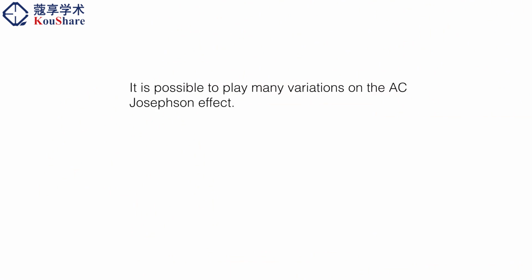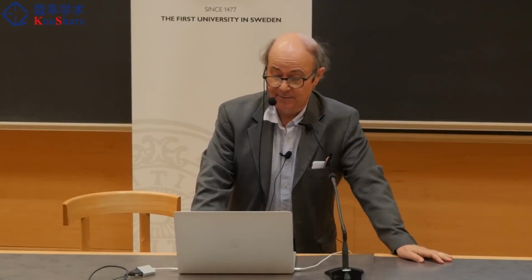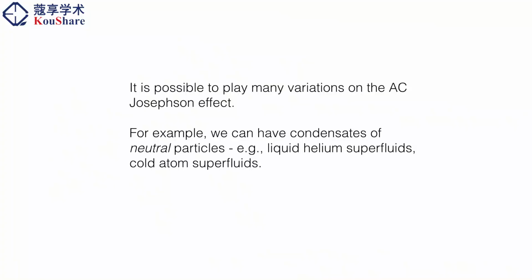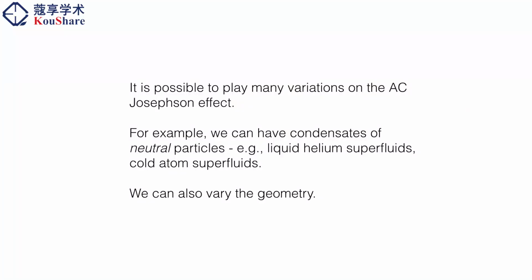It's possible to play many variations on the A.C. Josephson effect, and that's a fruitful source of different kinds of phenomena. They're very different in their realization physically, but embody the same fundamental idea. For instance, you can have condensates of neutral particles in the liquid helium superfluids or in cold atom superfluids, and there are many studies of analogous effects in those contexts. We can also vary the geometry.